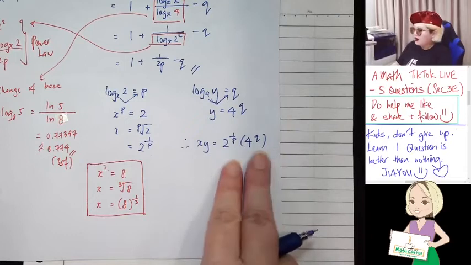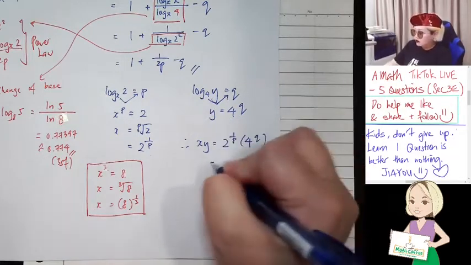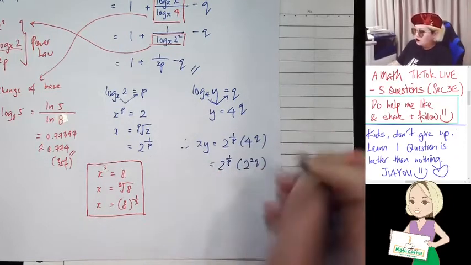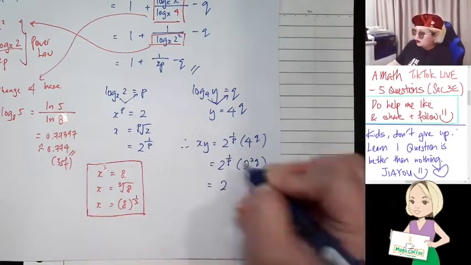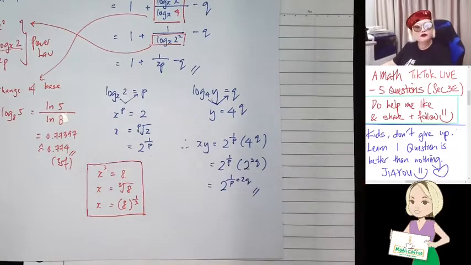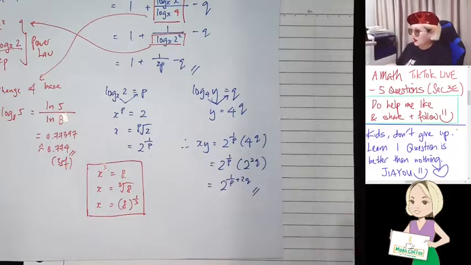And if I want to combine them together, all I need to do is change the 4 to base 2. This one remains, this one becomes 2 to the power of 2q. Multiply, same base, you add the power. So this is 2 to the power of 1 over p plus 2q. And we are done. So my xy is this. Ta-da!